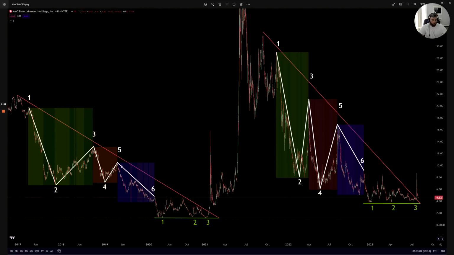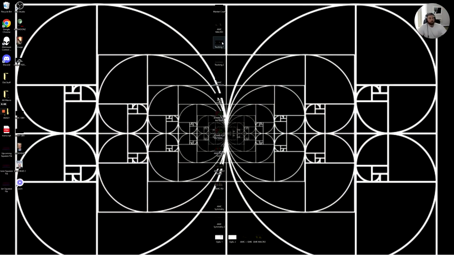1, 2, 3, 4, 5, 6 takes you into the blue. Over here, same thing. 1, 2, 3, 4, 5, 6 takes you into the blue. And then from there, you drop down to the flat portion where you have 3 touches on the bottom. From the third touch, you form an uptrend. Uptrend breaks you out of the macro, and a straight line to your squeeze from there. So the macro on AMC is perfect.